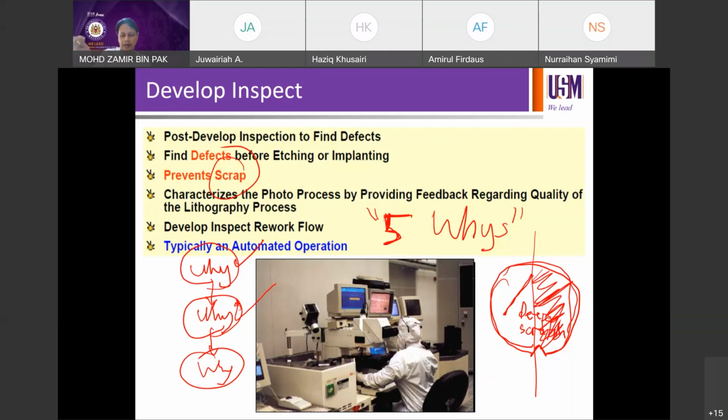Then the finding is that the wafer is slanted. The second why is, why is the wafer slanted? Then the finding is that the robot arm places the wafers incorrectly. So what would be the third why? What is the third why that you would be asking as an engineer?